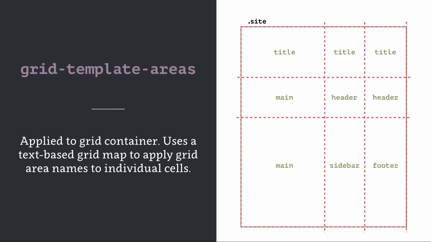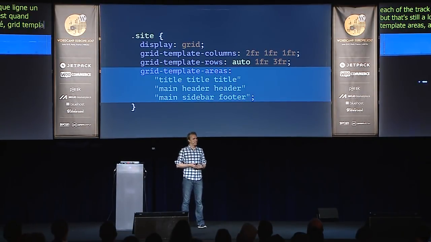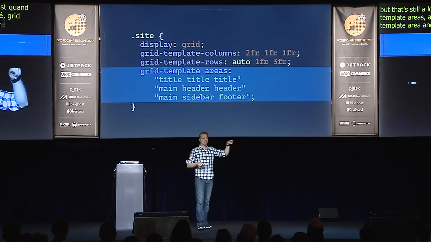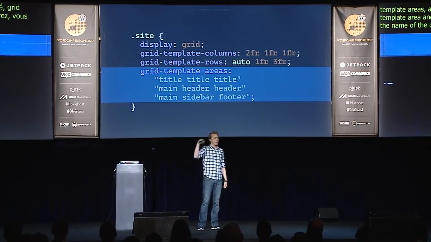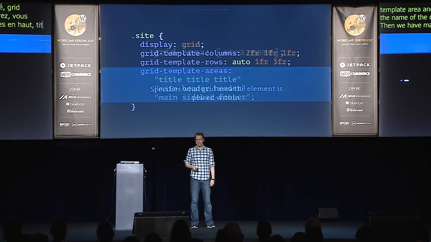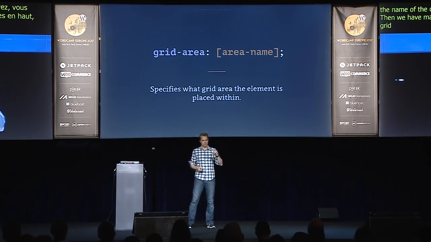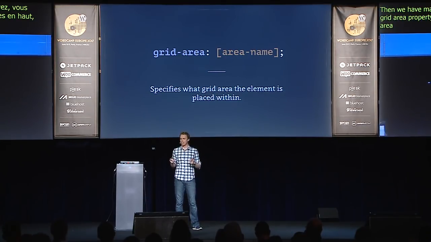So we have this new property called grid template areas. And grid template areas is nuts. It's almost like ASCII. You declare grid template areas, and then you write out each of the cells in your grid, and you say, what is the name of this cell? So for instance, here, I have the three cells at the top are title, title, title. And then we have main, header, header, and main, sidebar, footer. Then you use the grid area property on individual child items, and you just declare the name of the area you want that element to appear in.